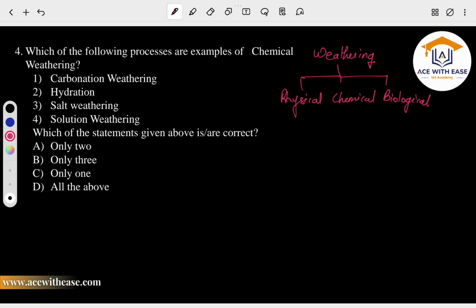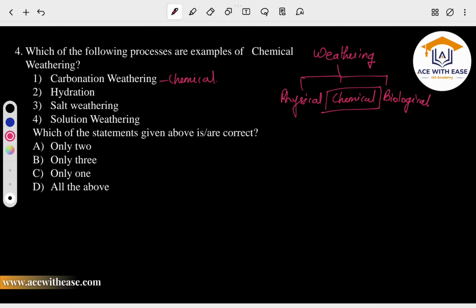So here when we see this thing, you can say that chemicals is what the question is asking about. Here we have different options being given. One, carbonation weathering. Now carbonation weathering is a type of chemical weathering. What is this process? Carbonation weathering, we all know we have limestone etc. present.